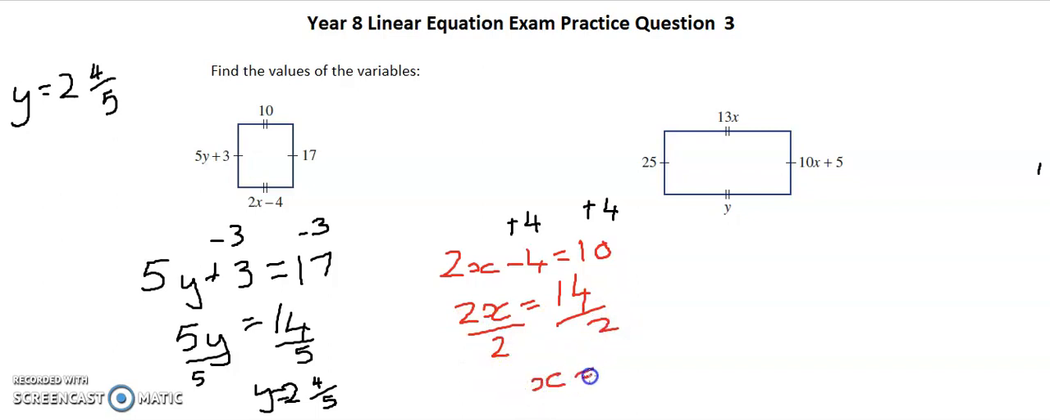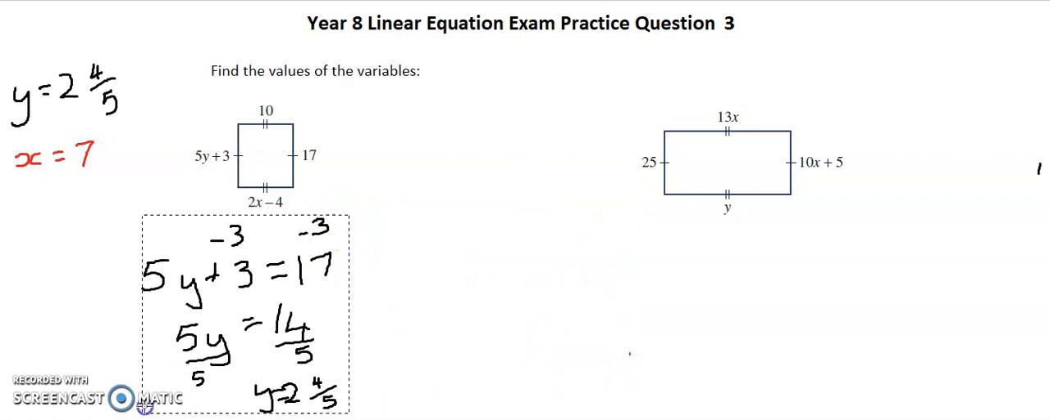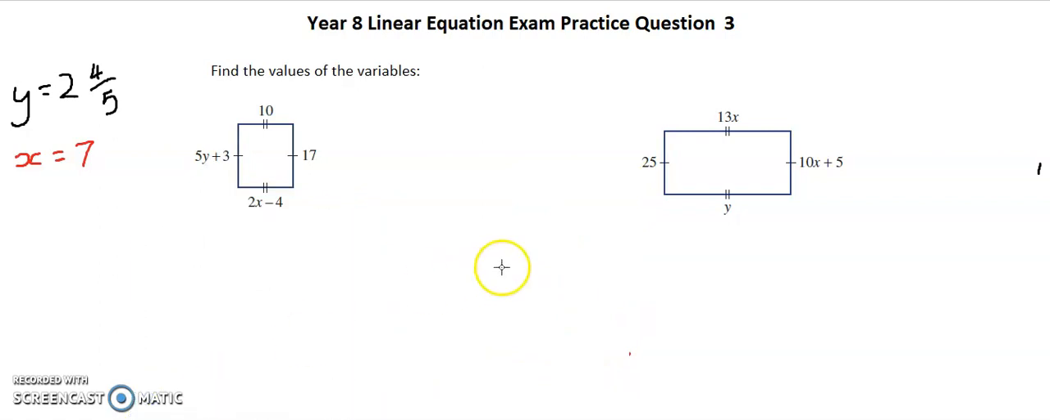That leaves me with x, and 14 divided by 2 is 7. So that gives me x is equal to 7. So that's my answer for the first one. I found out the variables. Let's look at the second side.